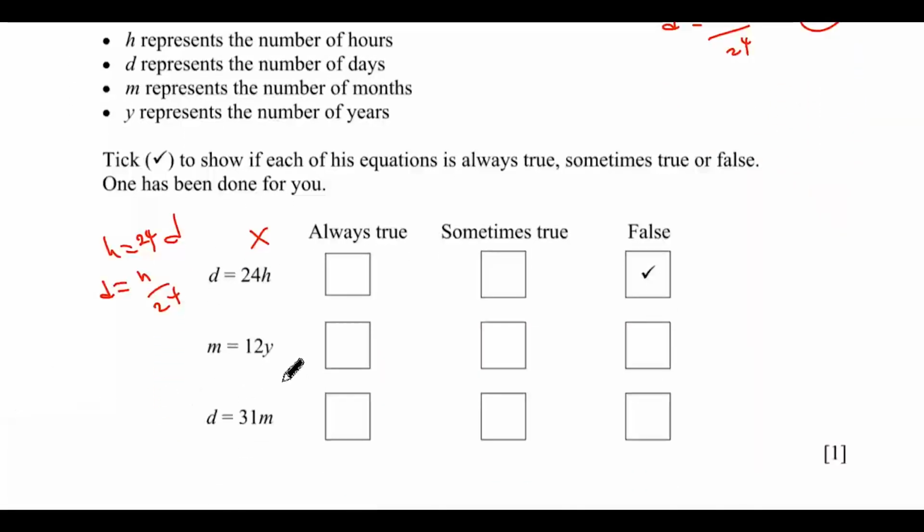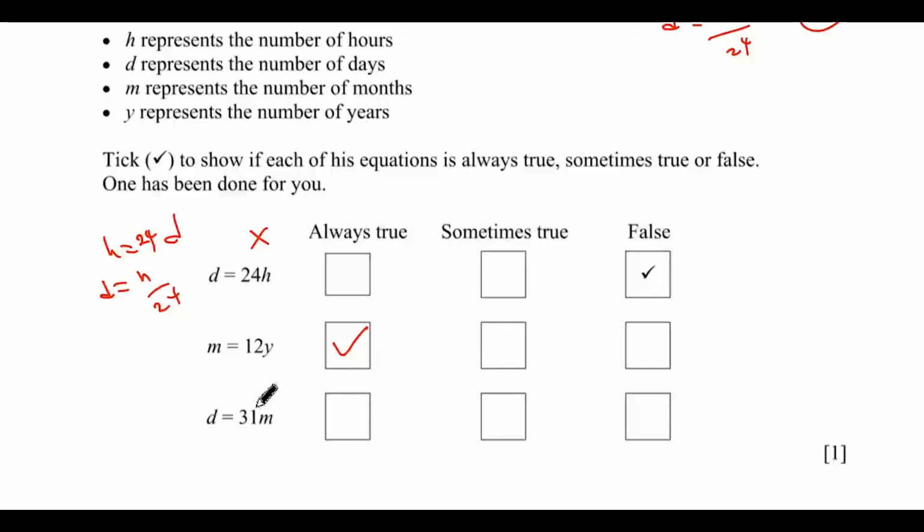So the second one here, M equals 12 times Y. So this will always be true because every year has 12 months. So let's say you want to convert 2 years to months. So that means Y equals 2. So 12 times 2 will give you 24 months, which is correct. So this is always true.